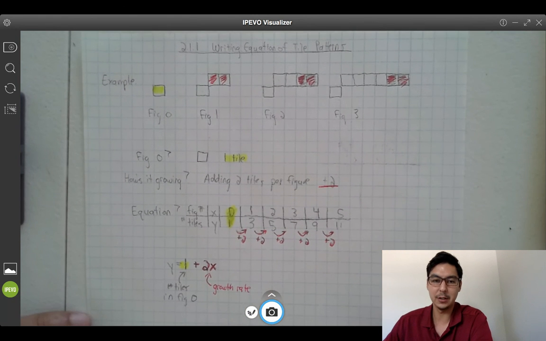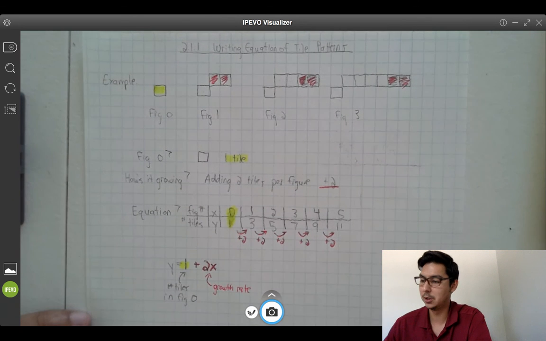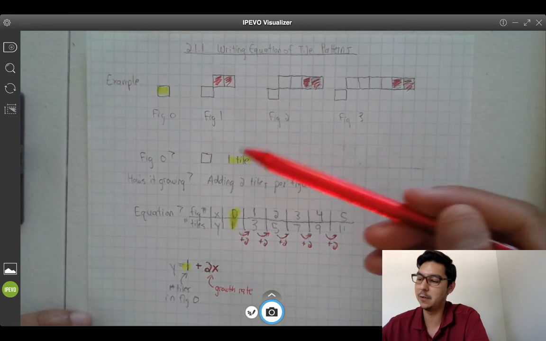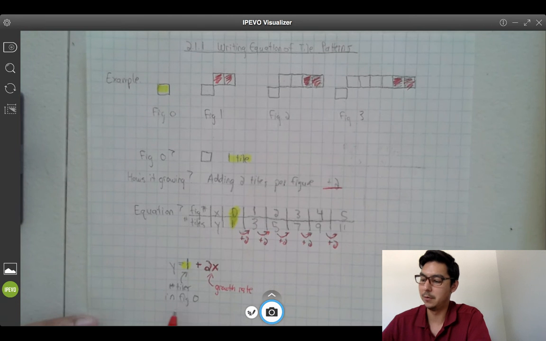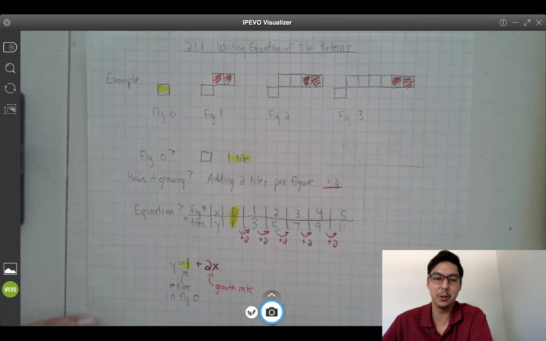And there you have it. So that's how this works. You have a tile pattern, you figure out the figure 0, the growth, and if you have these 2, figure 0 and the growth rate, you can build the equation.